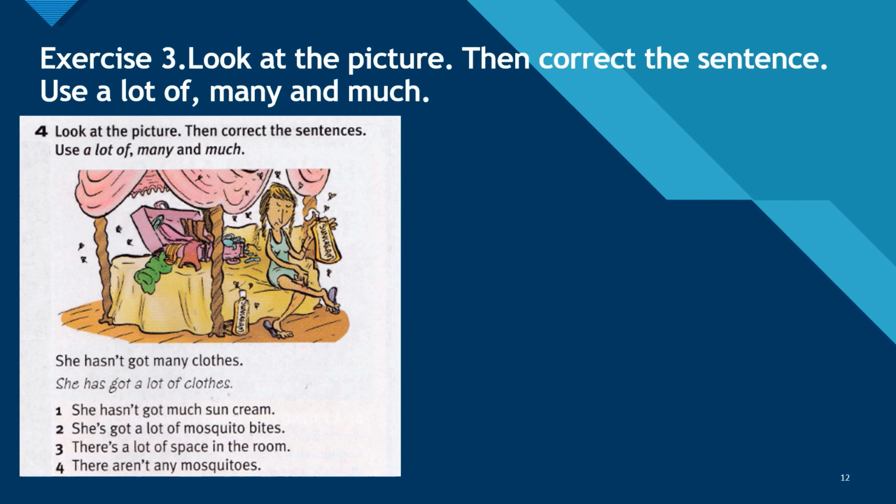So the rule for using a lot of is with affirmative sentences, only with positive sentences. So let's try question 1. She hasn't got much sun cream. Okay, as you can see in the picture, she has 2 bottles of sun cream. So that means a lot. That's why the correct sentence is she has got a lot of sun cream. As you know, a lot of can be used with countable and uncountable nouns as long as it's in an affirmative sentence.